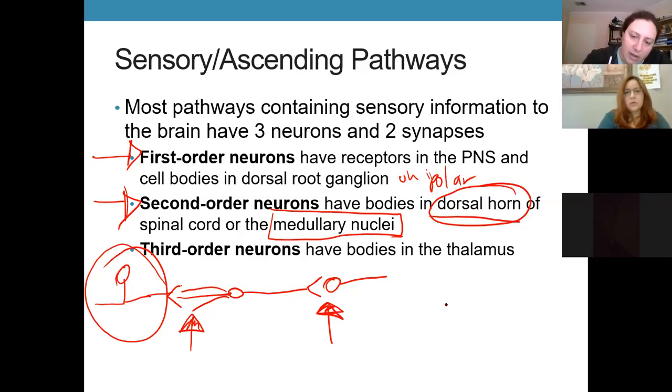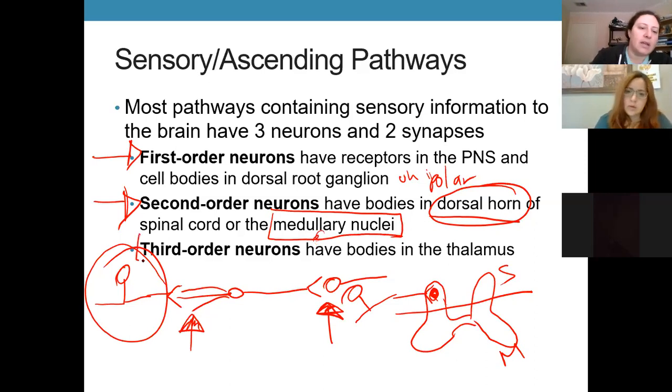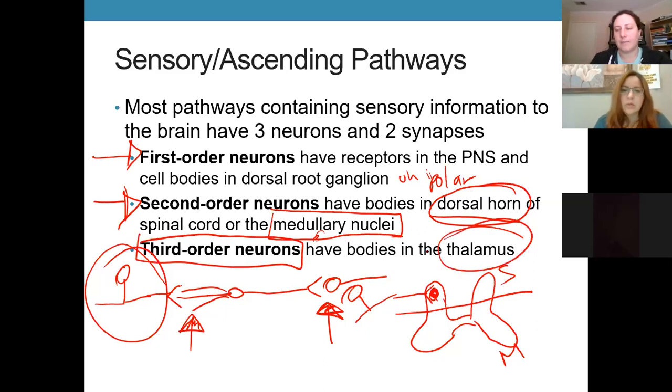Right, so remember we talked about how the gray matter in the spinal cord is organized in that butterfly, right? And the sensory stuff is always dorsal and the motor stuff is always ventral. So that cell body is going to be in here and that unipolar guy is going to synapse with it. And then the axon for this second order one is going to go up to the brain, or in the case of the medulla, higher in the brain. And that's going to be a synapse with our third order neurons whose cell bodies are in the thalamus.